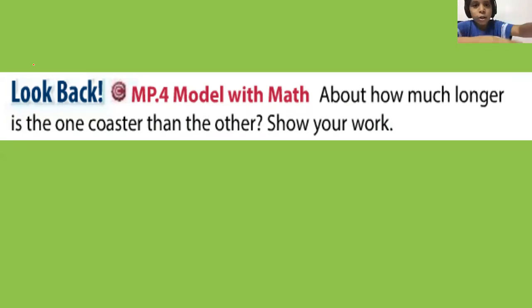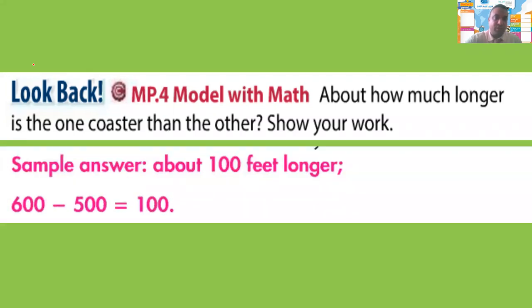Show our work. About how much longer is the one coaster than the other? When we say how much longer, it means we're going to subtract. So, estimation first, then subtract after that. We select the same numbers: estimation for the first one, 600, the second one, 500. How will we subtract 600 minus 500? The answer is going to be 100. Thanks, Muaz. Copy the answer, everybody.